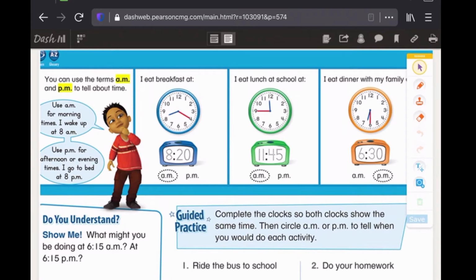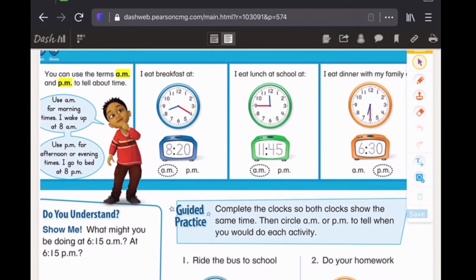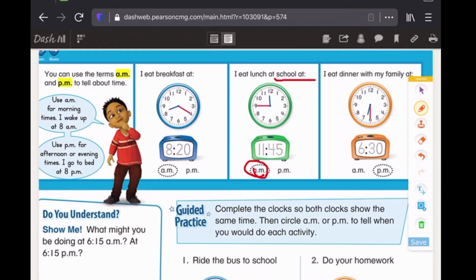In our second box, I eat breakfast at, well, breakfast for you children happens in the morning, and you would eat breakfast at the AM, so you would circle AM. Our clock shows 8:20 on both the analog and digital. Later in the day, you eat lunch at school at 11:45. 11:45 is still in the morning, so I would circle AM. I eat dinner with my family at 6:30 p.m. because you typically eat dinner at nighttime.